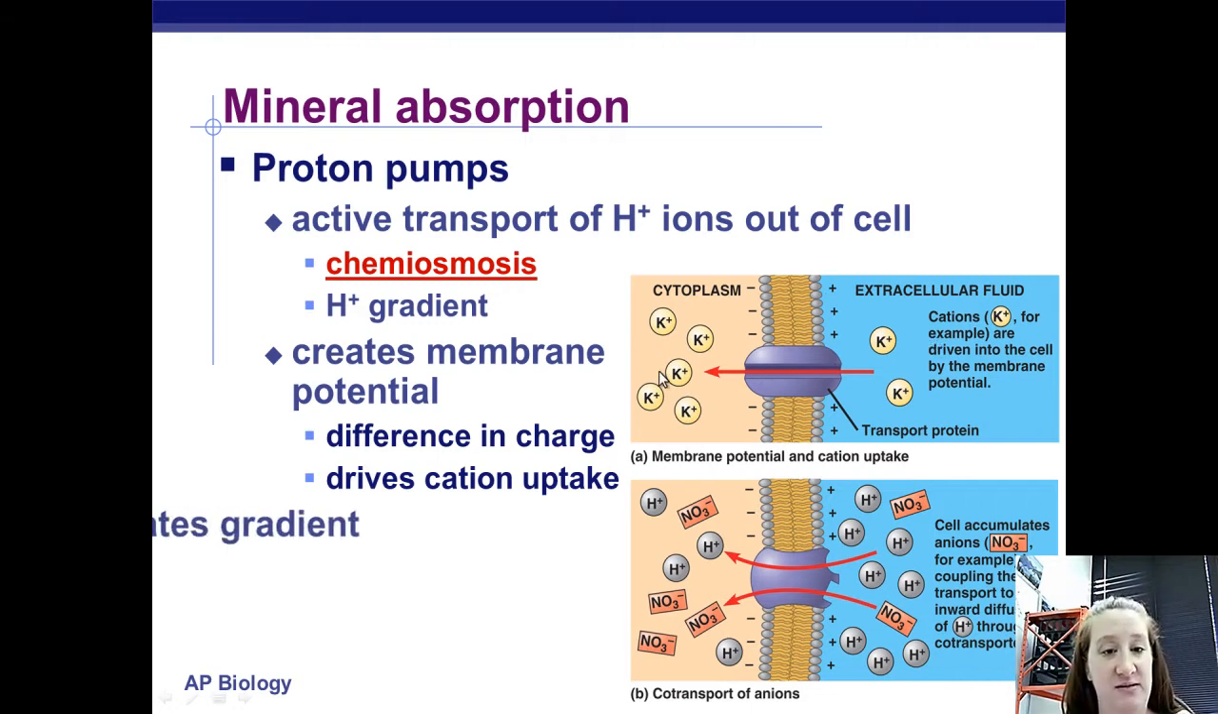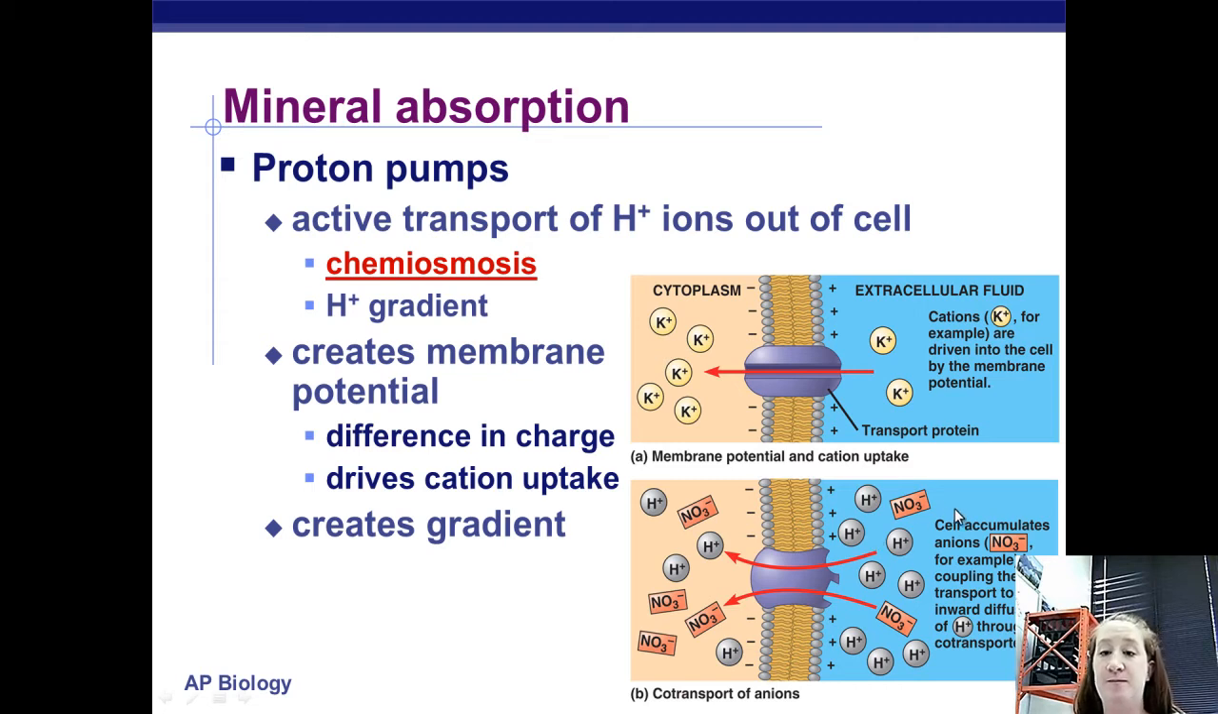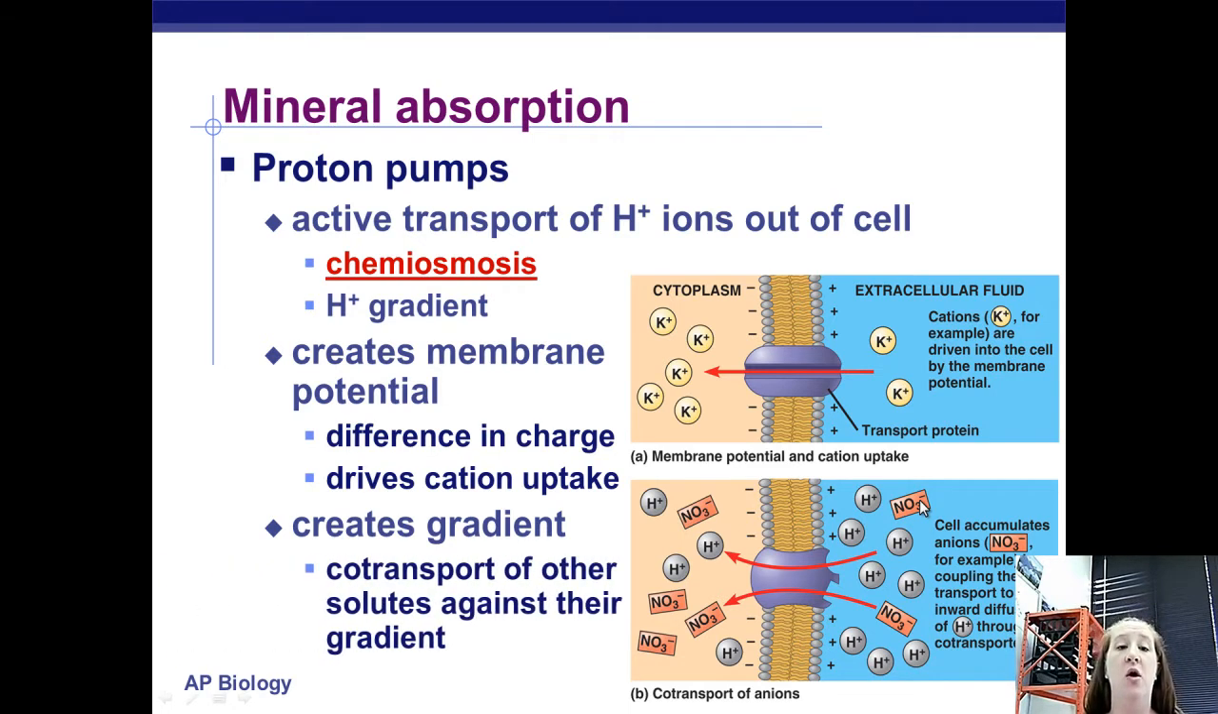Well, what about the negative materials that the plant needs to move in, like NO3? NO3 is a negative molecule, and plants need an enormous amount of nitrogen. So how are those going to get in? Well, the hydrogen ions now, because there's so many of them outside, are just going to diffuse back into the cell naturally. As they diffuse back into the cell, they're going to carry negative ions in with them. It's called co-transport. So positive ions come in because of the change in charge. Negative ions are co-transported in by the hydrogens.